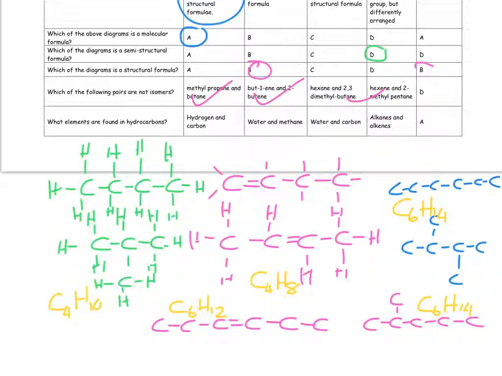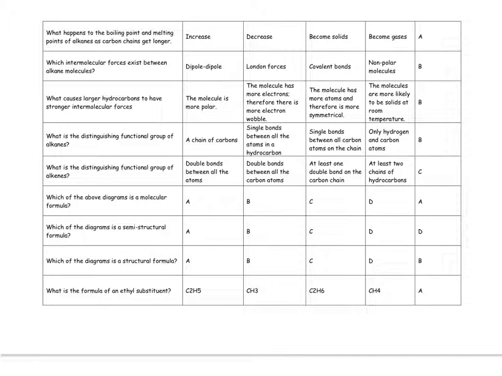The next one, let's hope, isn't an isomer. It's hexene, which has got a double bond, which means it's C6H12, versus methylpentane, which is C6H14 because it's an alkane, and therefore those two are not isomers of each other. What elements are found in hydrocarbons? Hydrogen and carbon. What happens to the boiling points and melting points of alkanes as carbon chains get longer?